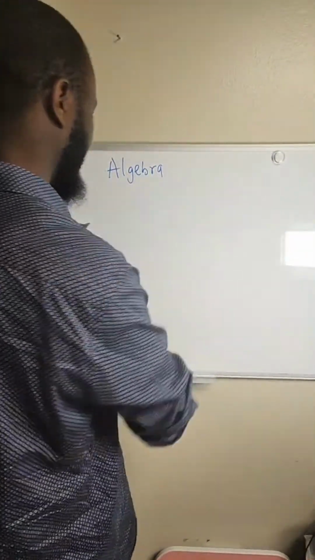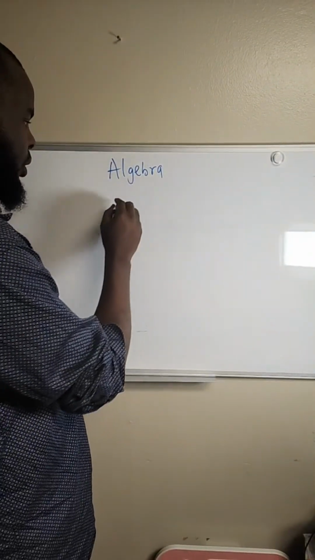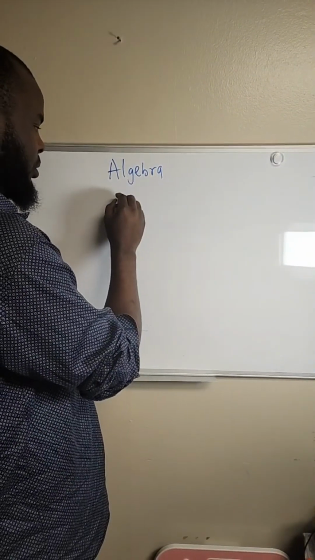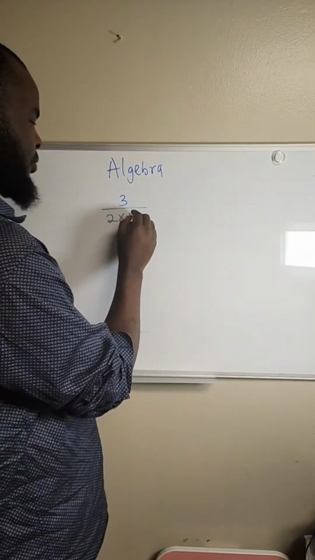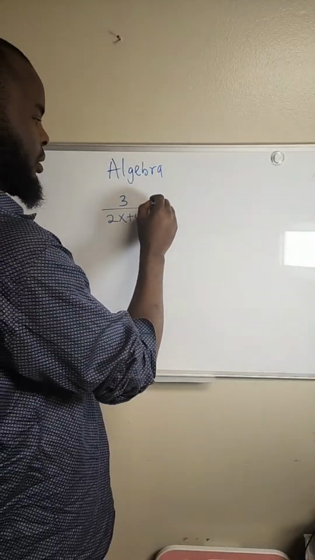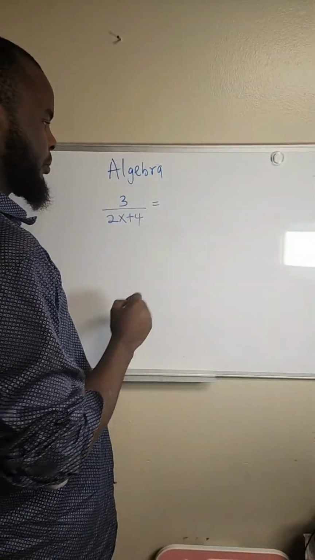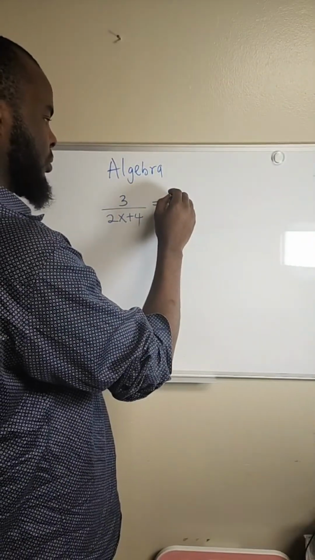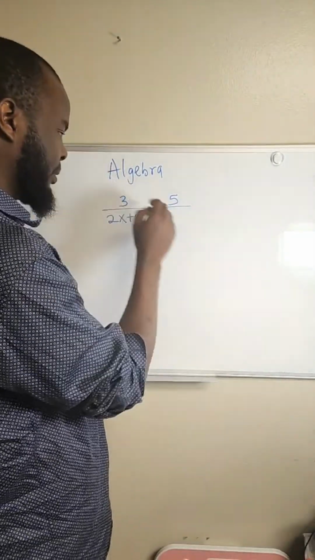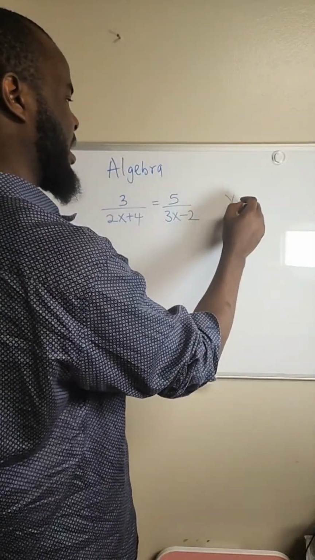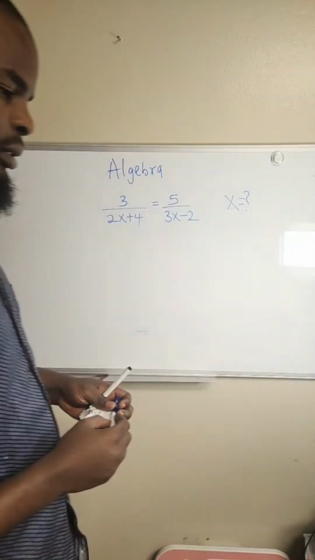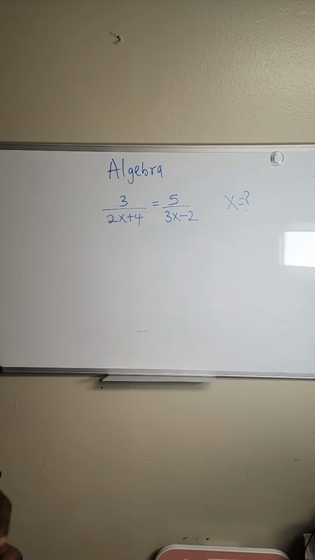Now, we have another question. We have 3 divided by 2x plus 4 equals 5 divided by 3x minus 2. So what is x? Yeah, this is another question I have.